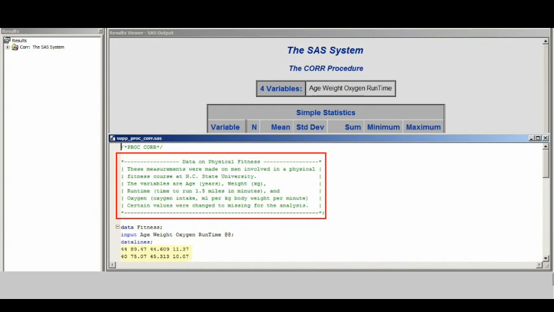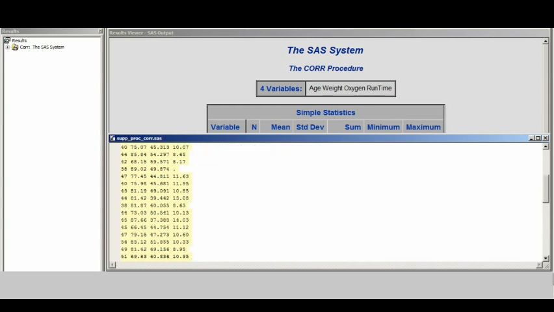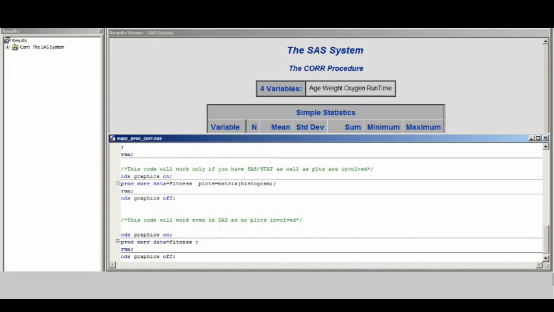These measurements were made on men involved in a physical fitness course at North Carolina State University. The variables are age in years, weight, run time (the time to run 1.5 miles, in minutes), and oxygen intake, in milliliters per kg body weight per minute. Certain values were changed to missing for analysis. We are going to talk about how to handle the missing data in our next session.